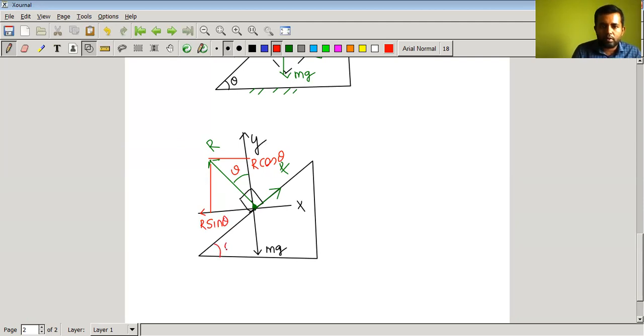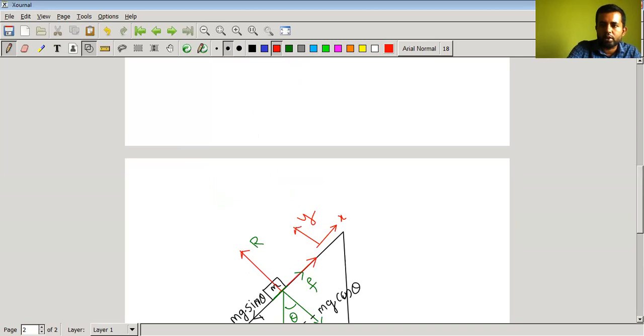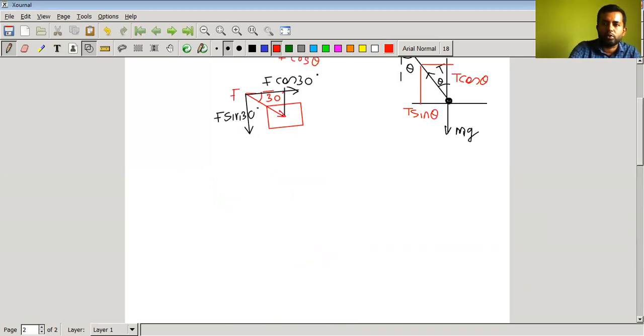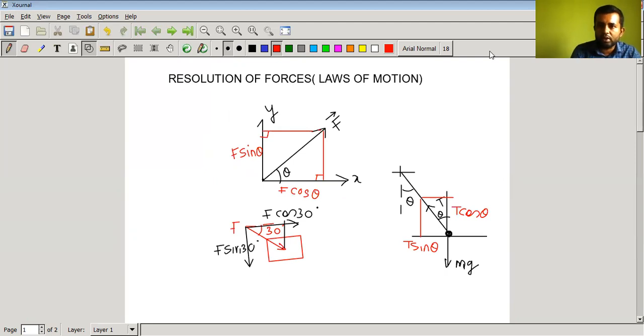So make sure that you practice this diagram, and ask any doubts whatever you have. Once you have understood this resolution, I guess it's very easy to work with Newton's laws of motion. Okay, so see you in the next class.